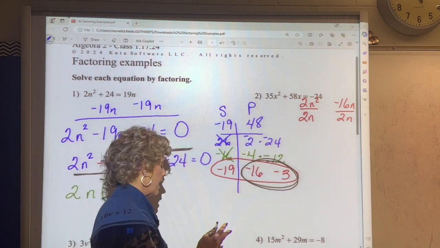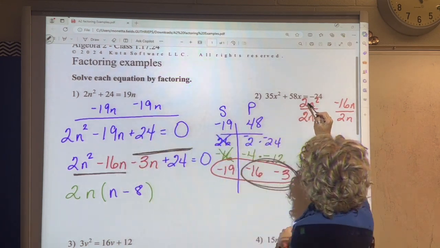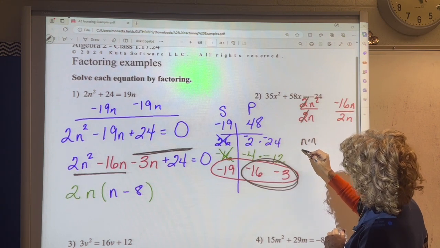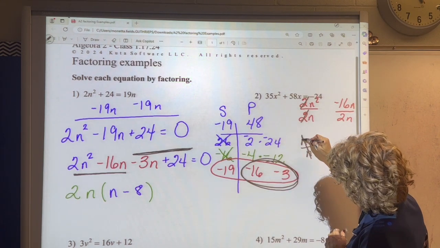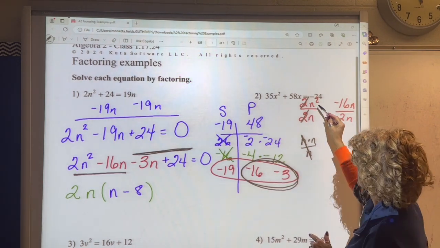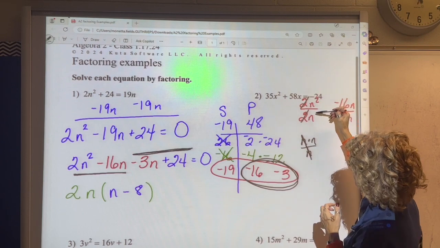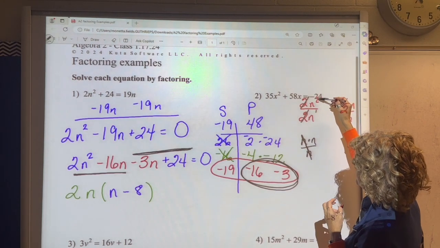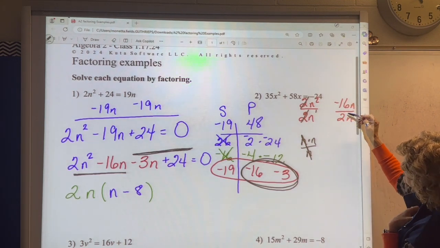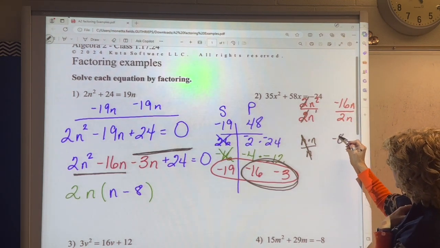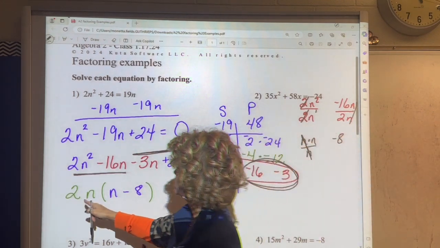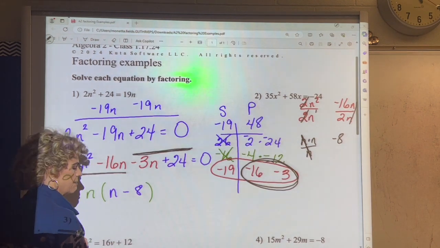And you may say, okay, how do we know this? Well, 2 divided by 2 is 1. n squared is the same as n times n over n. So we cancel here, leaving us with 1n. Also by laws of exponents, you take the numerator exponent 2 minus the denominator exponent 1. 2 minus 1 is 1, so we just get an n. Same here, negative 16 divided by 2 is a negative 8. n over n is 1. So that's how we get the 2n in front of our parentheses, n minus 8.